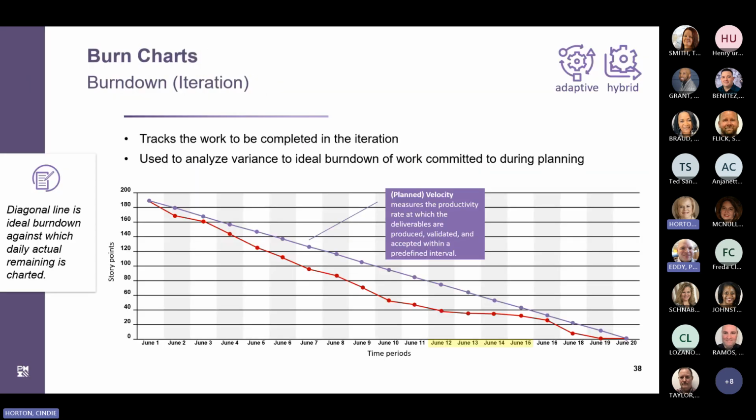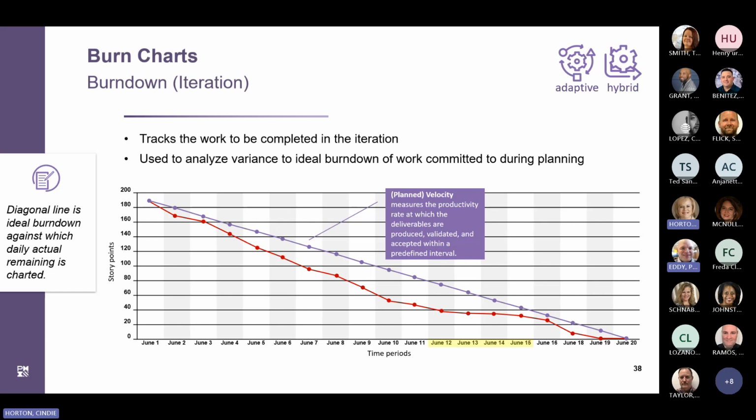Burn charts, such as burn up or burn down charts, can show project team velocity. So velocity measures the productivity rate at which the deliverables are being produced, validated, and accepted within a predefined interval. The vertical axis notes the number of story points, whereas the horizontal axis would have the time periods. Drawing a diagonal line between the total number of story points and 0 on the vertical axis indicates the planned velocity for the current iteration.